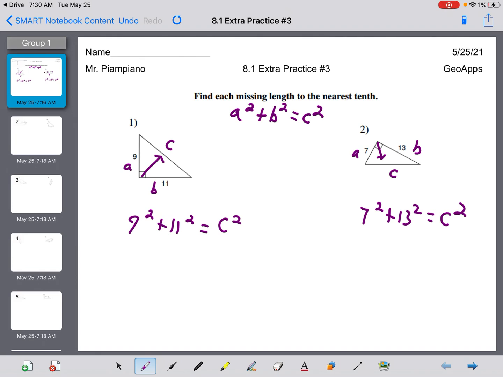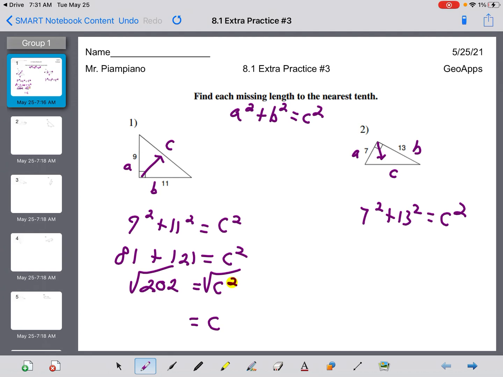Okay, 9 squared is 81, 11 squared is 121, and that equals c squared. If you add 81 plus 121 together, you get 202, which equals c squared. Now to get rid of your squared, you have to take the square root. C equals the square root of 202, which is 14.2.